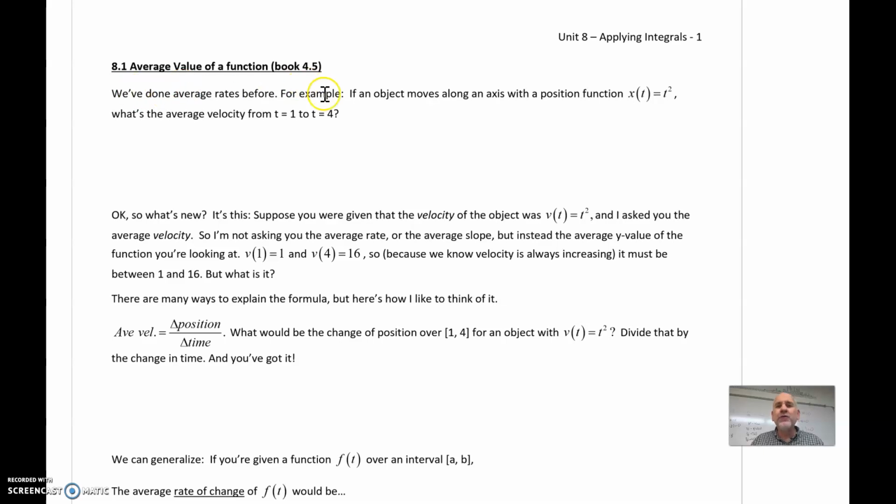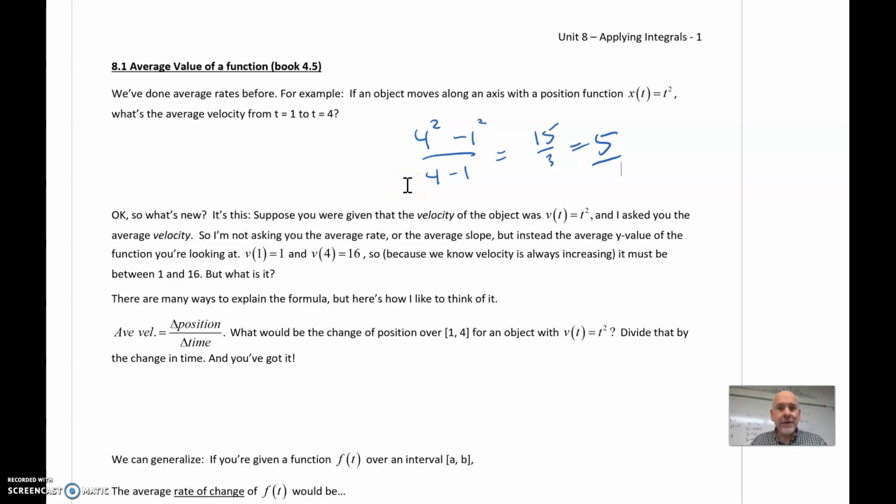The first one, 8.1, is a very standalone one called the average value of a function. We've done average rates before. For example, if an object moves along an axis, in one dimension, with a position function x of t equals t squared, what's the average velocity from t equals 1 to t equals 4? In the past, it's a position function, so the average velocity is the average slope. I just need to do 4 squared minus 1 squared over 4 minus 1. There are no units, so it's 15 over 3, which is 5.